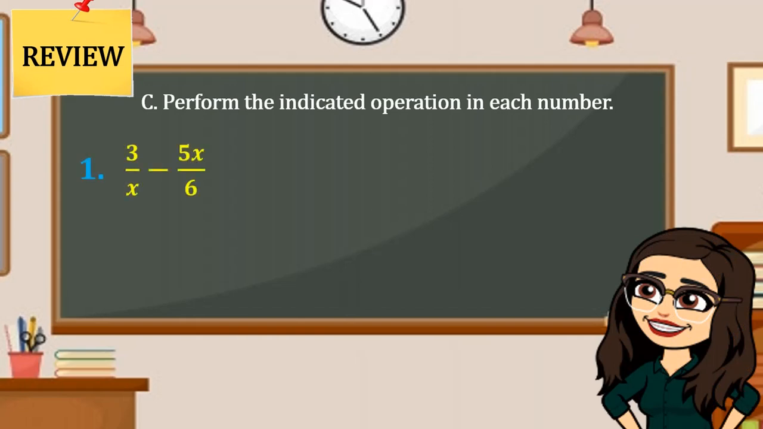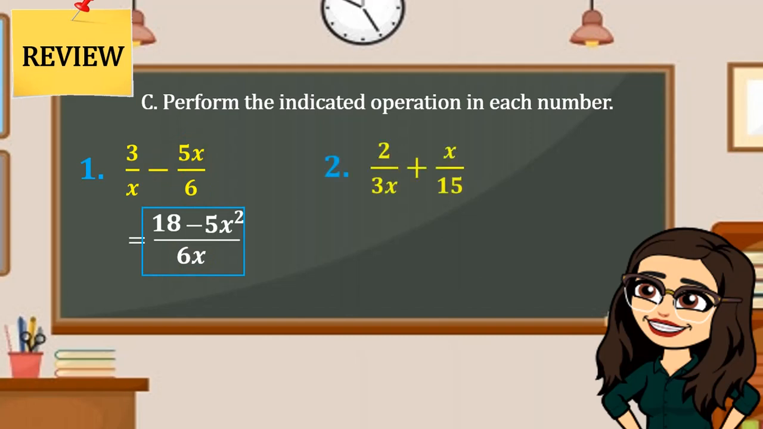Number 1, 3 over x minus 5x over 6. First step, determine the LCD of x and 6. The LCD is 6x. Then, 6x divided by x, we have 6 times 3, 18. Next, 6x divided by 6 is x, times negative 5x is negative 5x squared. And this is the answer for number 1.